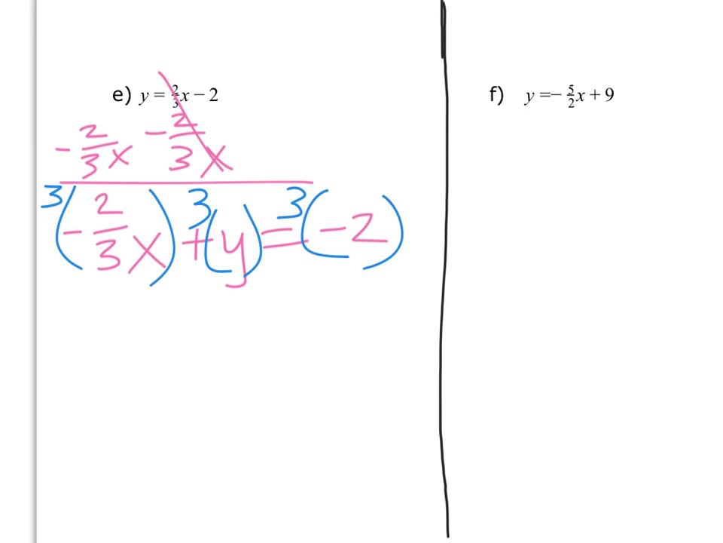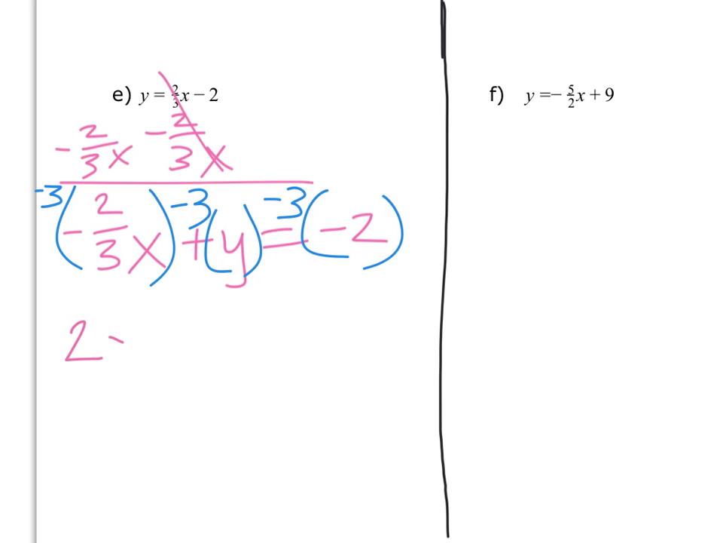Do y'all want to try doing the two steps together? Is that okay? Okay. So I'm going to multiply each piece by negative 3. Because what's negative 3 times negative 2/3? Positive. So negative 3 times negative 2 is positive 6, divided by 3. 6 divided by 3 is 2.